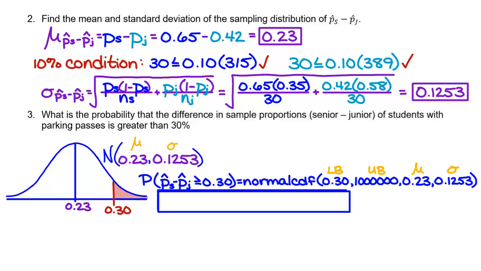We're going to do our normal CDF. Lower bound of 0.30, upper bound of stupid large. Mean of 0.23, standard deviation of 0.1253.